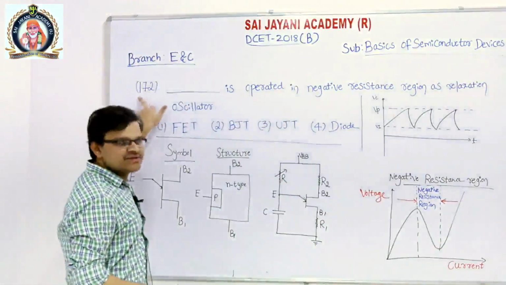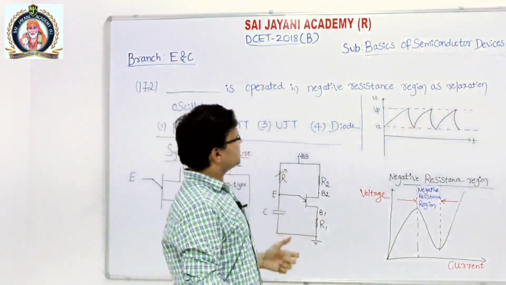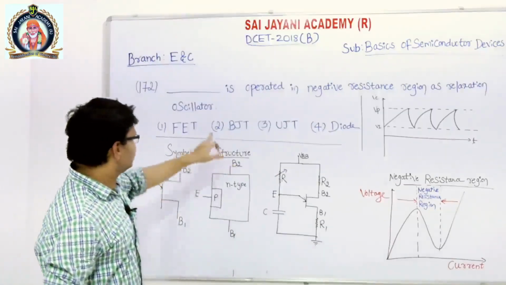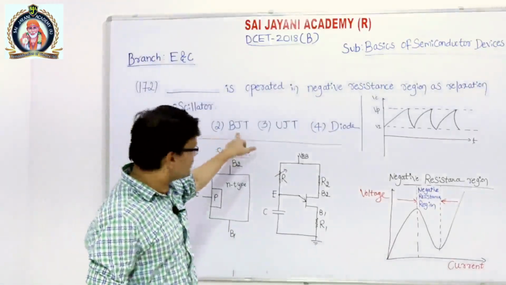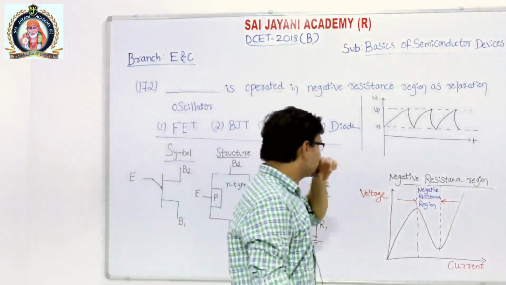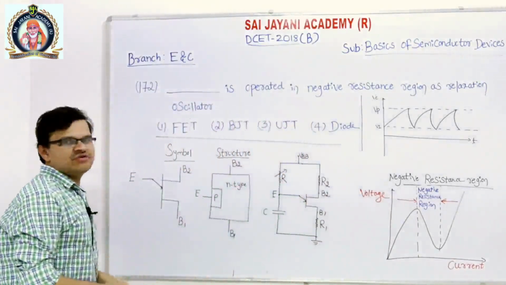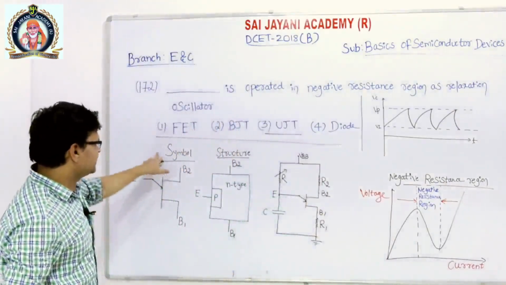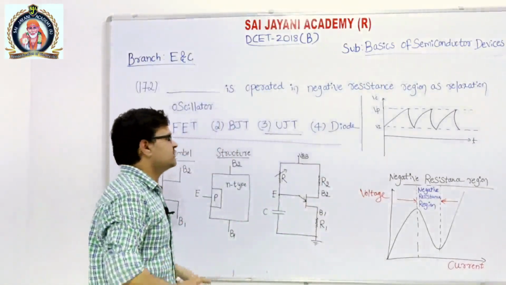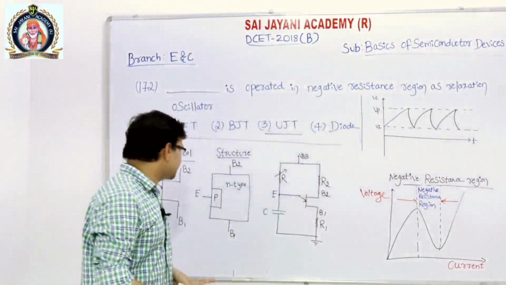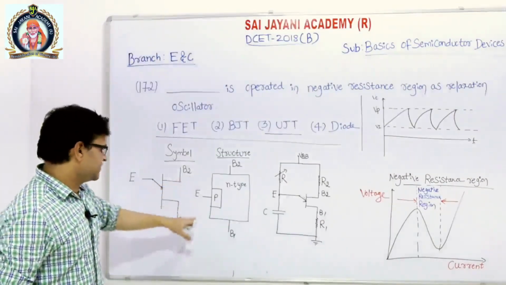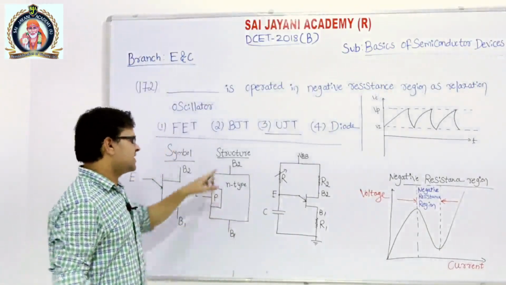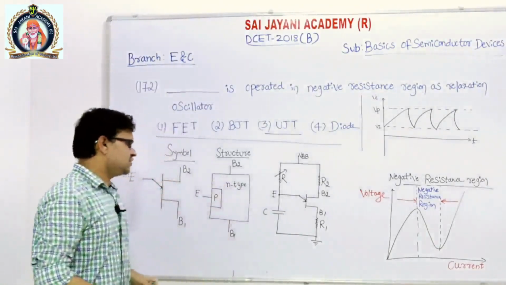Question number 172: dash is operated in a negative resistance region as a relaxation oscillator. The first option is FET, the second one is BJT, the third one is UJT, and the fourth one is diode. The answer for this question is UJT, that is unijunction transistor, and this is the symbol of the unijunction transistor. UJT is a 3-terminal device having emitter, base 1 and base 2. This is the internal structure of the UJT.